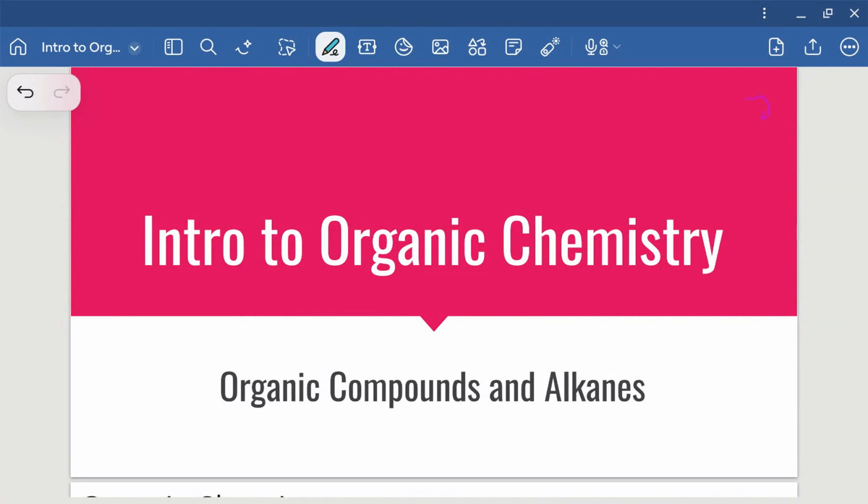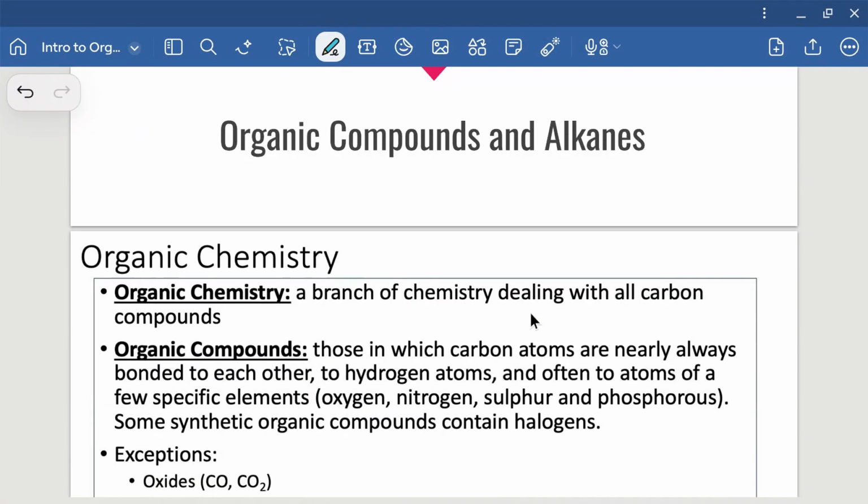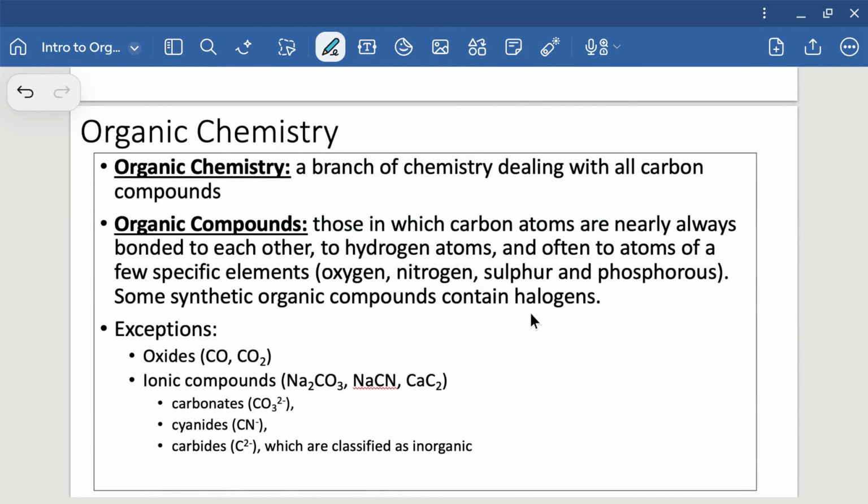Okay, so my chemistry theory class will be starting our last unit tomorrow, which is organic chem. And here would be a summary of our first lesson that we'll be doing together. So organic chemistry is a branch of chemistry that deals with all of those carbon compounds.